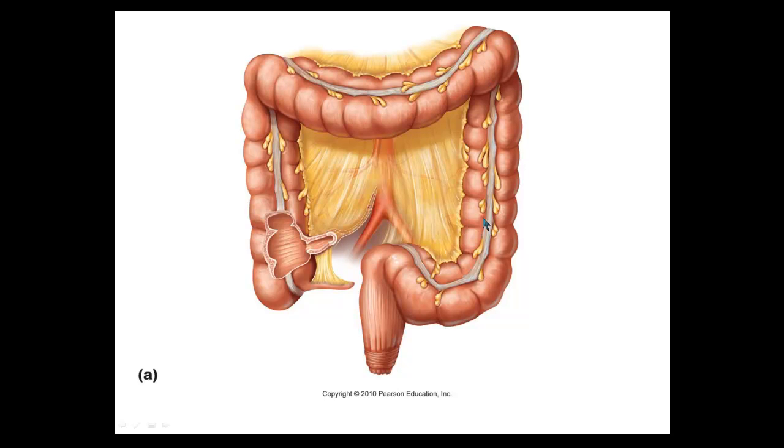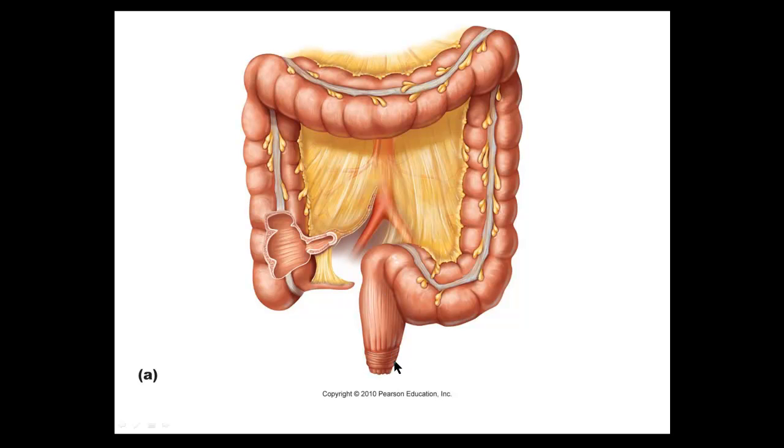And then it makes this kind of flattened S turn here before it becomes the rectum, and this is the sigmoid colon, this portion here, the sigmoid colon. And then that stool descends down into this muscular canal called the rectum. So this is the rectum. And then this last portion where it narrows, this is the anal canal.